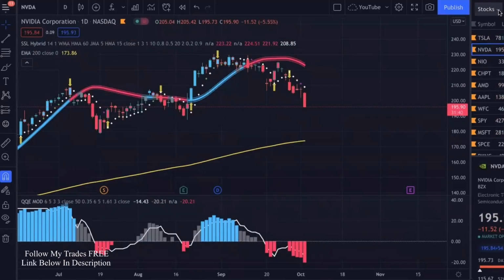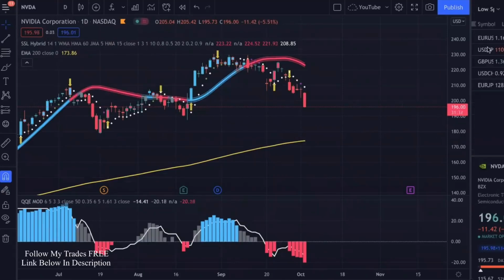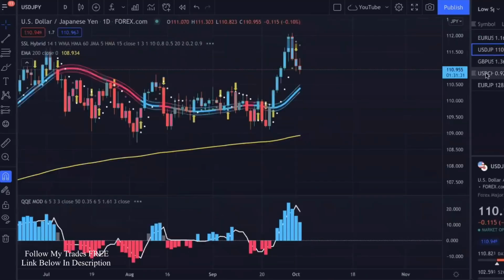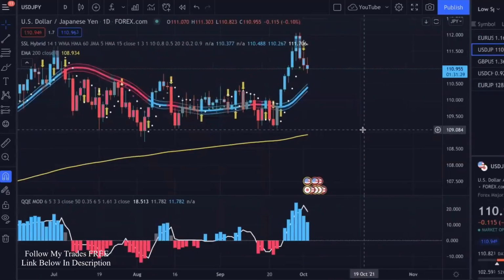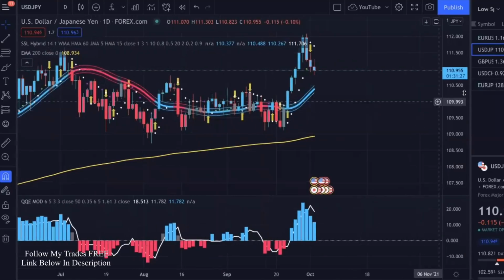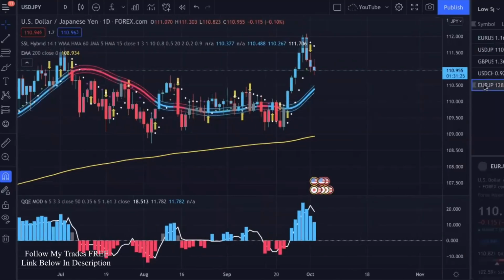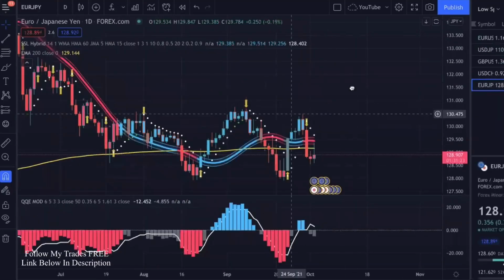Because the market has been trending up quite a bit on this stuff. So for an example of a sell trade, we can even look at some currency trading, like some Forex stuff. So for instance, I like the USD JPY. That's always good. Even the Euro JPY is good too.